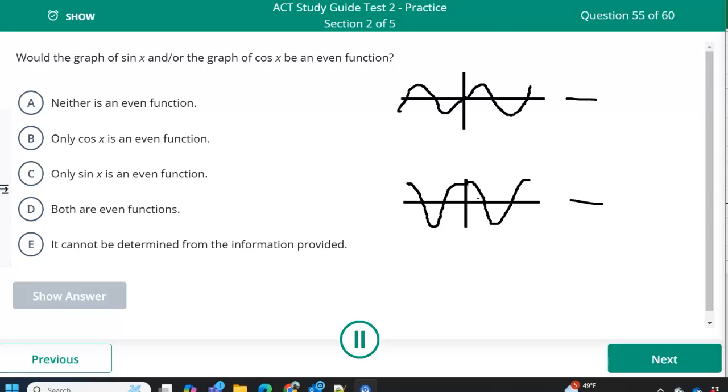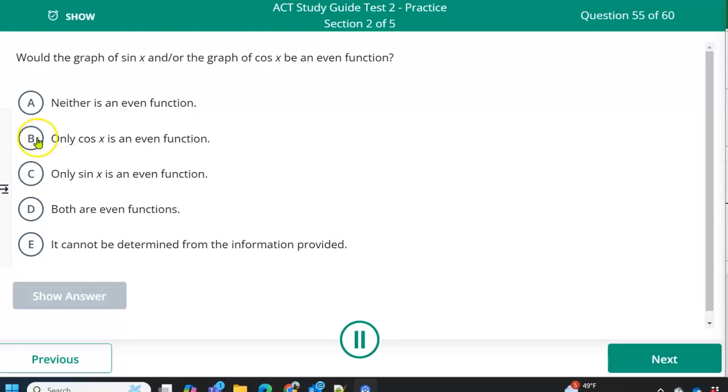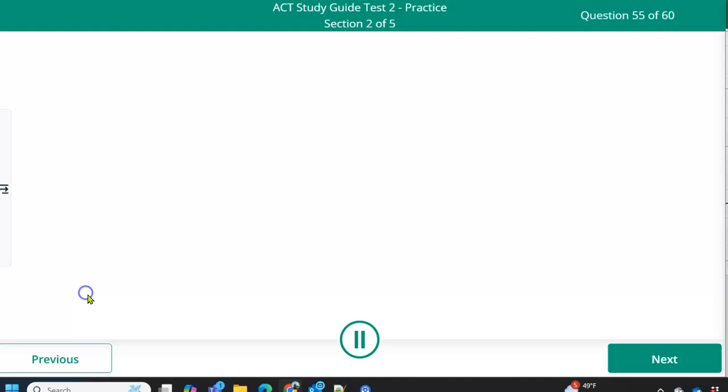If we just took the y-axis and folded this whole thing in half over the y-axis, then yes, this would be symmetrical around the y-axis. So sine is not an even function. Cosine is an even function. So let's go with that. Only cosine is an even function.